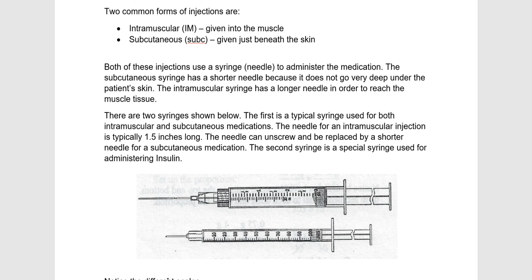Both of these injections are going to be using a syringe to administer the medication, with just the mild difference of the subcutaneous syringe having a shorter needle because it doesn't have to go very deep underneath the skin, and the intramuscular syringe is going to be somewhat longer so it reaches the muscle tissue.